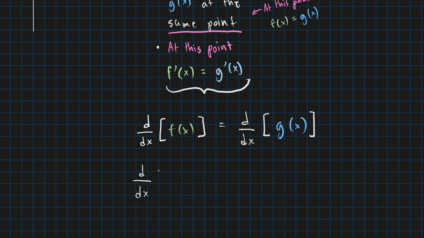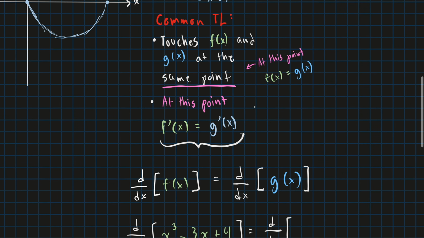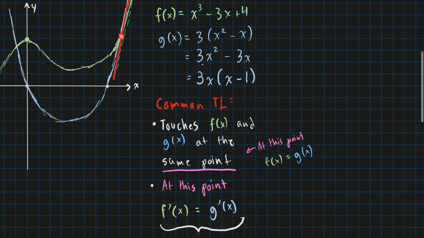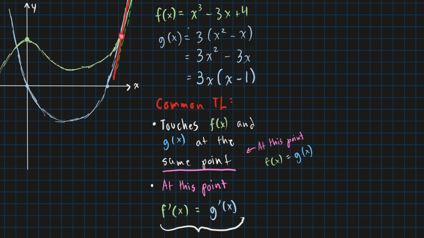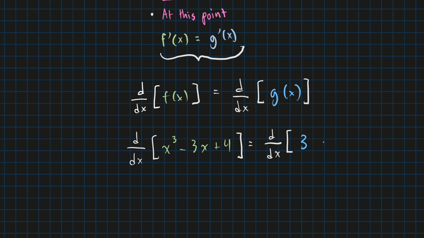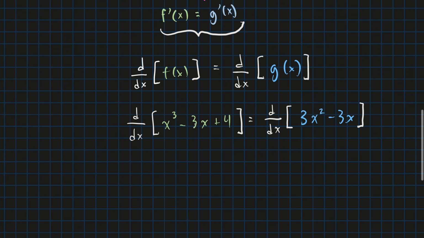d over dx of x cubed minus 3x plus 4, and that is equal to d over dx of, and we're going to take this second version here because it's an expanded form, and that'll make taking the derivative easier for us. So 3x squared minus 3x. Alright, so we just have two polynomials here.